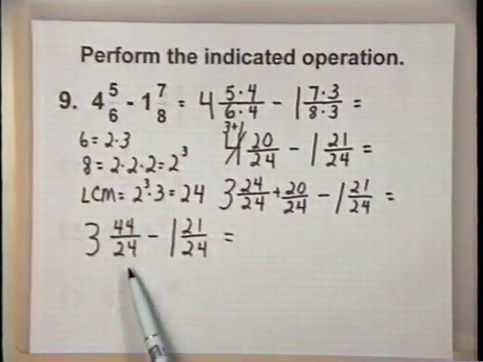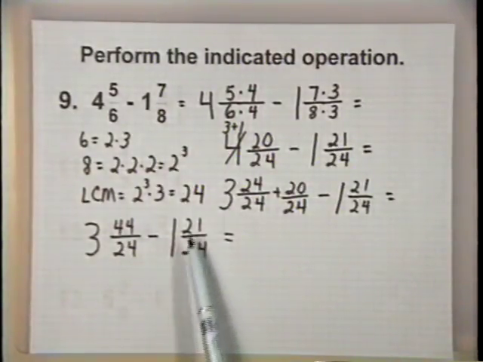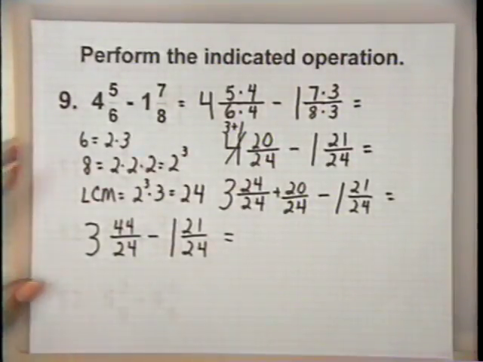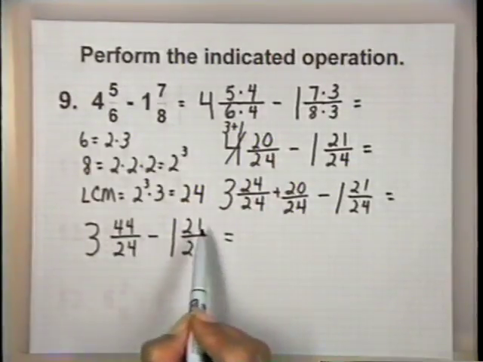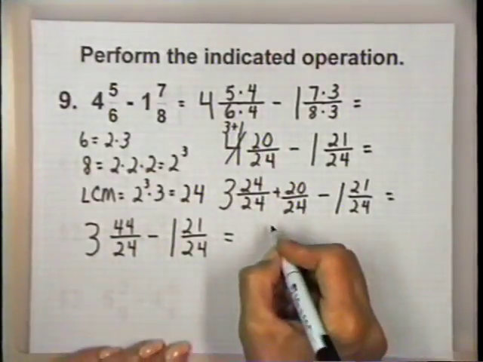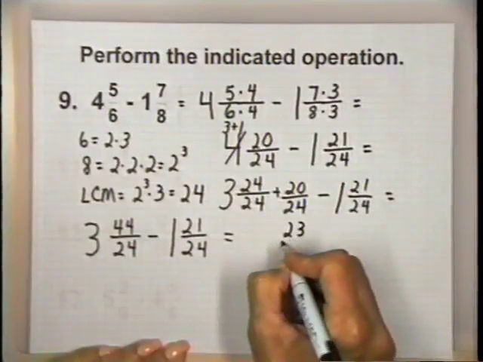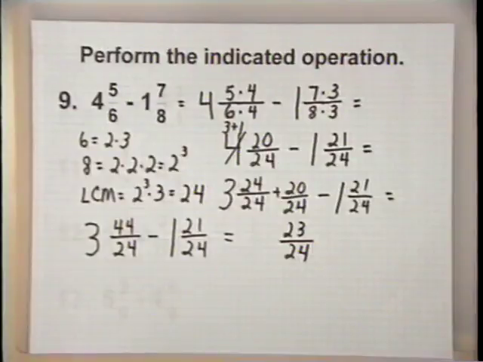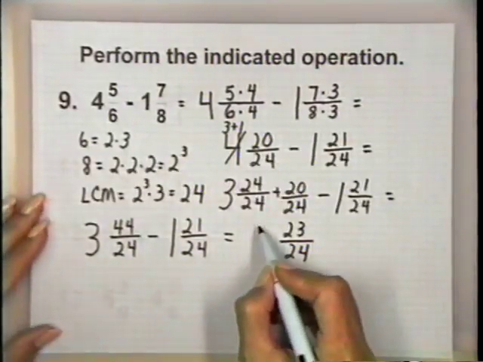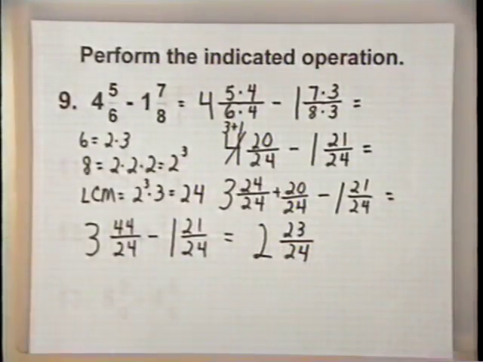Now my fraction in my first mixed number is larger than my fraction in my second mixed number, so I may subtract the fractions. I say 44, subtract 21, and I get 23 for my numerator of my fraction over my common denominator 24. I say 3 subtract 1, and I get 2 for my whole number. So the answer here is 2 and 23/24s, and 23/24s cannot be reduced.